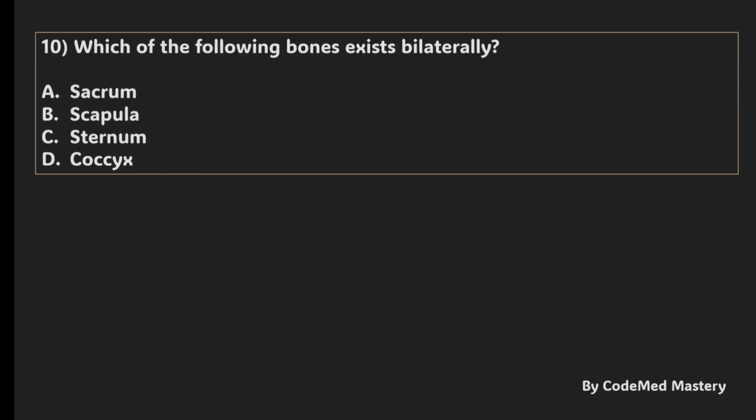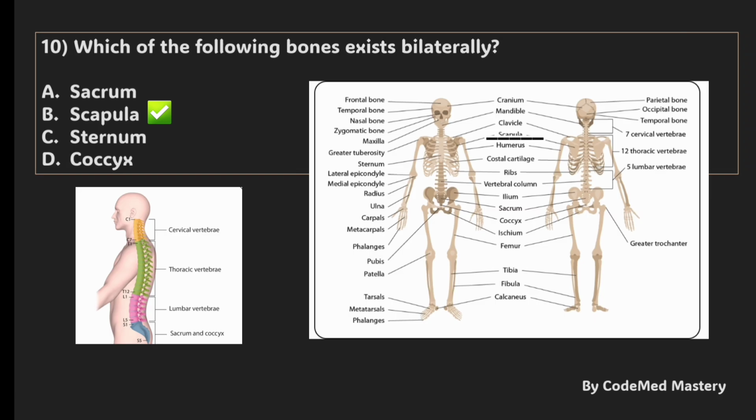Next question. Which of the following bones exist bilaterally? Option A, sacrum. Option B, scapula. Option C, sternum. Option D, coccyx. And the right answer is option B, scapula. The bone that exists bilaterally means that it is present on both sides of the body. So that is scapula. Scapula is also known as shoulder blade. There are two scapulae, one on each side of the upper back.